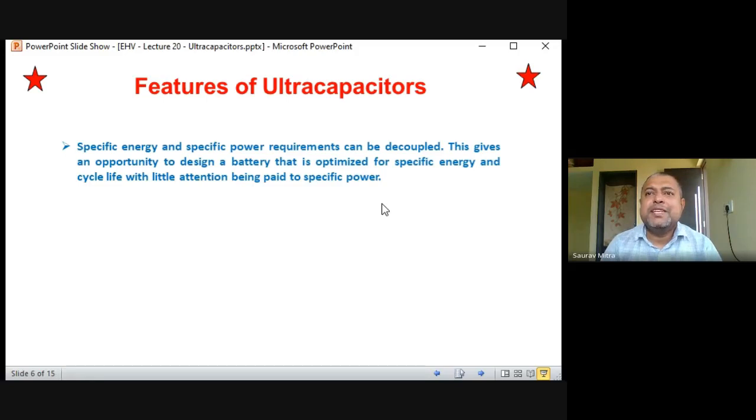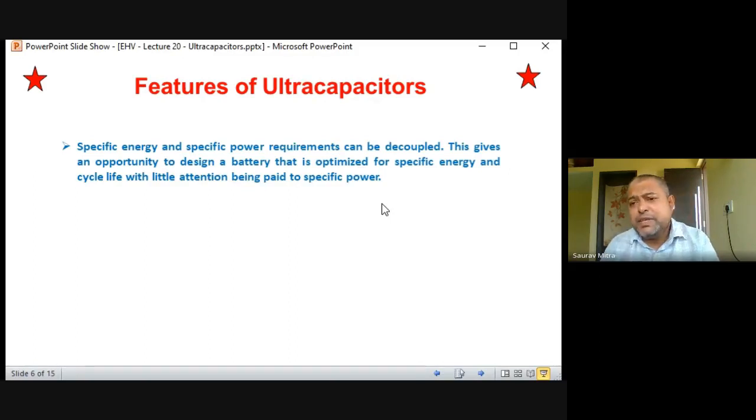So if a sudden demand is there, the ultracapacitor will automatically sense that and come into action. If a constant energy requirement is there, the battery will keep on supplying it. So, a very important line: specific energy and specific power requirements can be decoupled. This gives an opportunity to design a battery that is optimized for specific energy and cycle life with little attention being paid to the specific power.